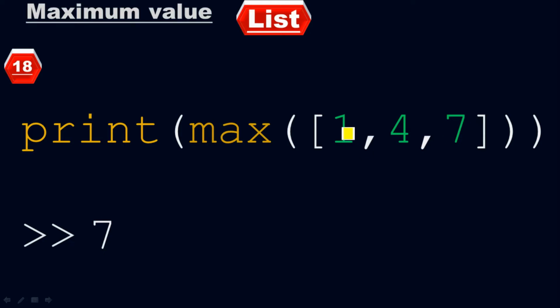We have only 3 values here, 1, 4, 7. 7 is the biggest value. It is the maximum number among all these 3 elements. Therefore, when you run this program, it will return 7, which is the maximum value. That's how we can identify the maximum value in the list by using the maximum function. This is the first way of the solution.